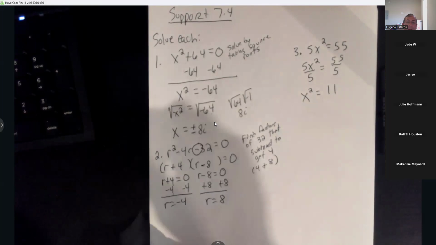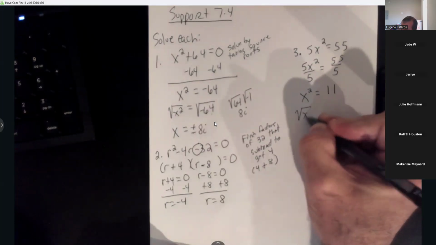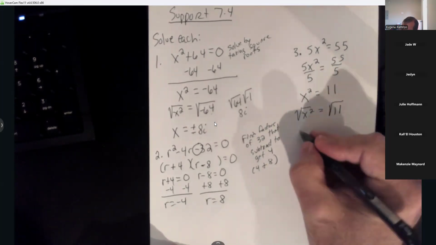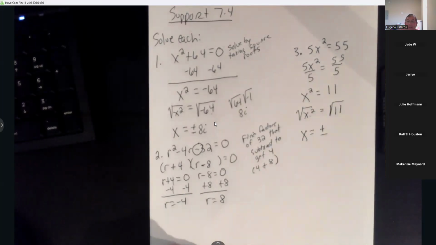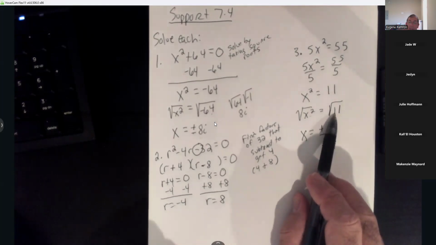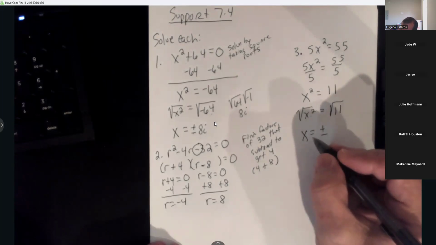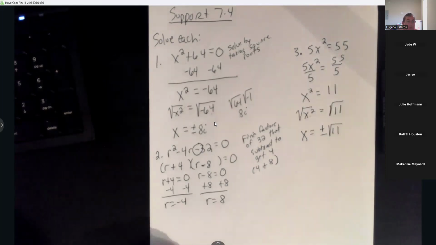All right, so the x squared is by itself. Now I'm going to take square roots of both sides. The square root of x squared is x. That's going to equal plus or minus. So y'all, let me ask you this: can I do anything to simplify the square root of 11? All right, Jesselyn, good job. That is definitely a no. So my final answer will be x equals plus or minus the square root of 11.